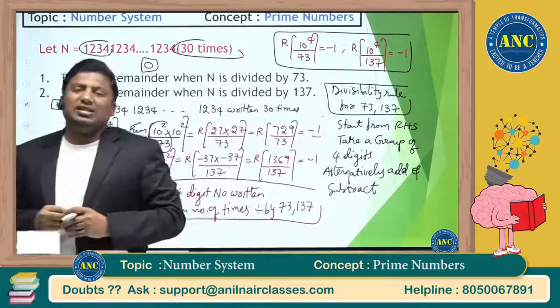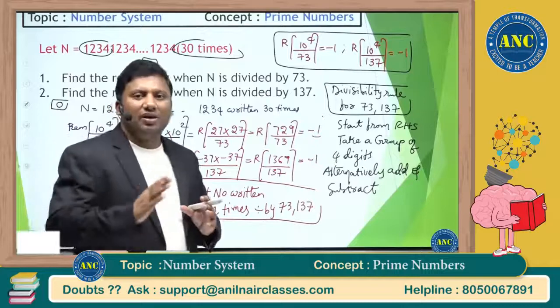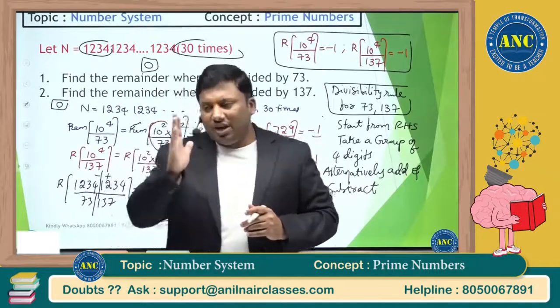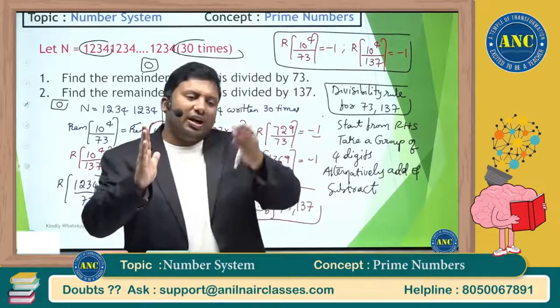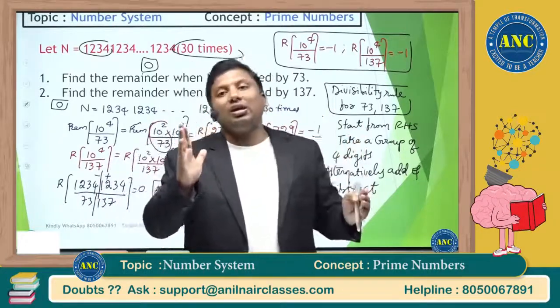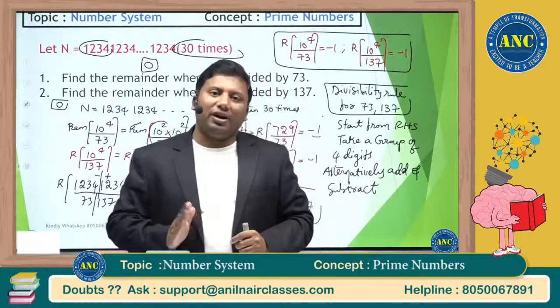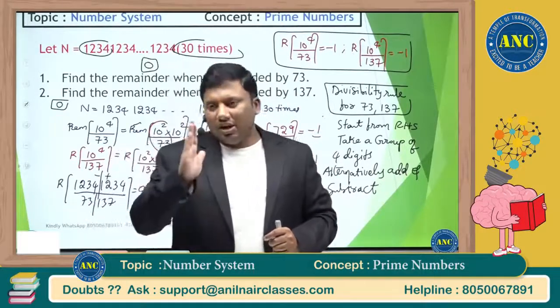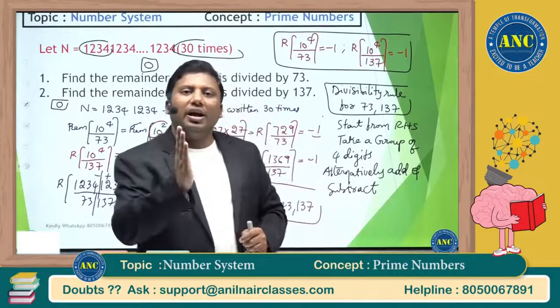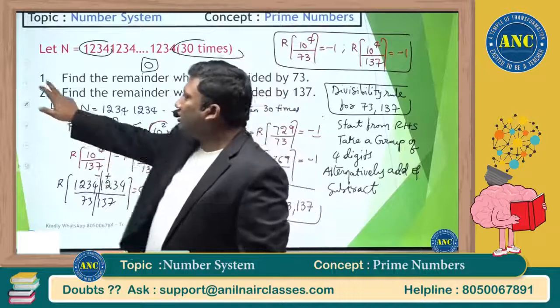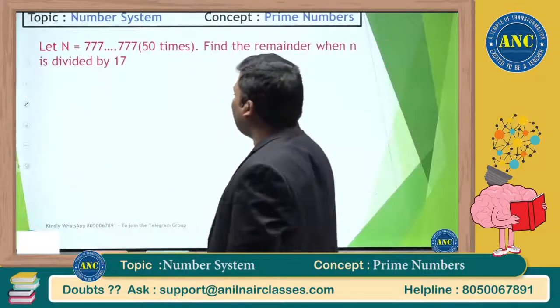What is the divisibility rule for 73 and 137? Start from the unit digit, take a group of 5 digits, alternately add and subtract. What is the divisibility rule for 41 and 271? Start from the right hand side, take a group of 4 digits and add them. I hope the idea is clear.